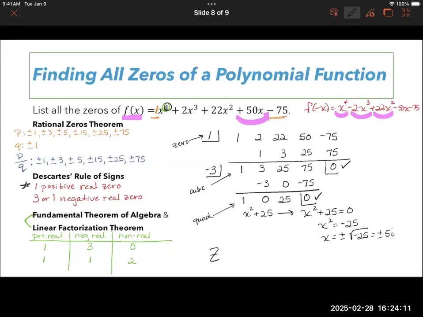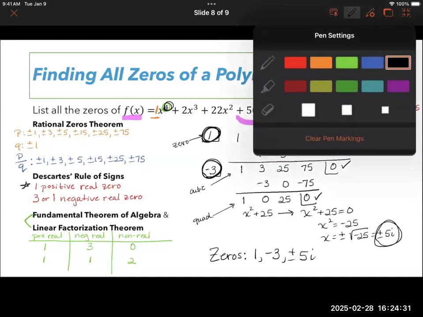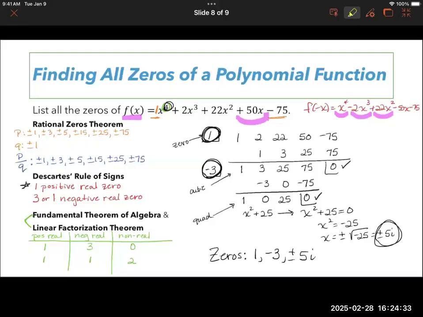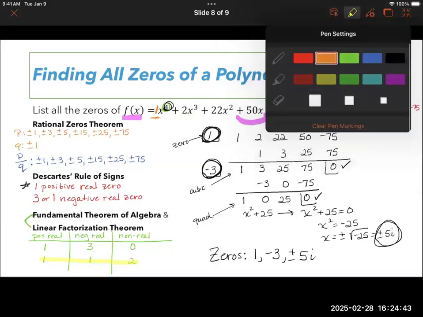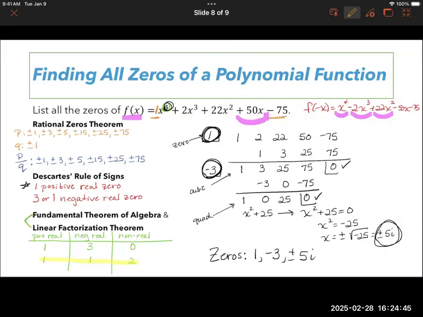So our zeros, I need 4 of them, remember, because this was a 4th degree polynomial, are going to be this 1, this -3, and then the plus and the minus 5i. And if we look on our chart, that fits this possibility. We had 1 positive, 1 negative, and 2 non-real zeros. So everything seems to fit. It makes sense. We're on the right track.